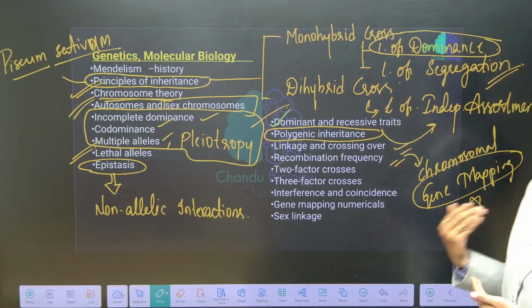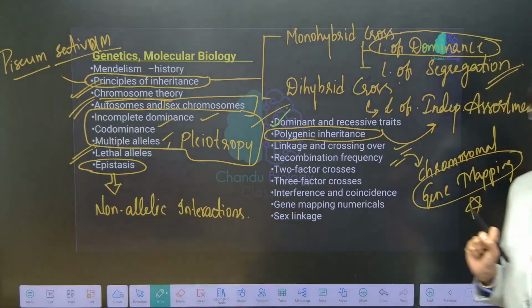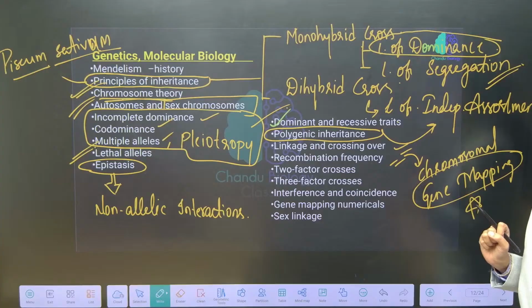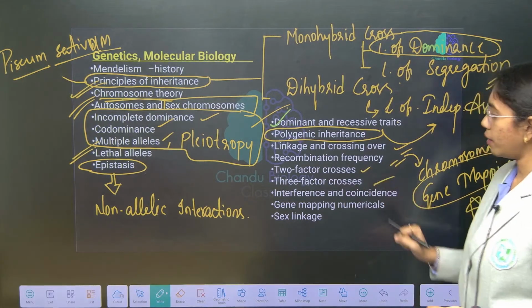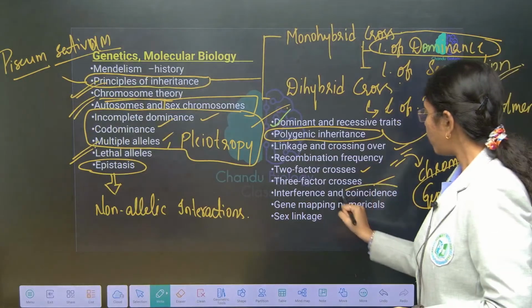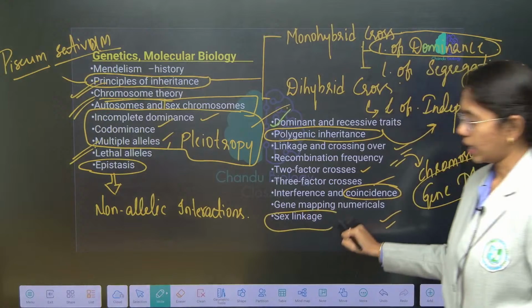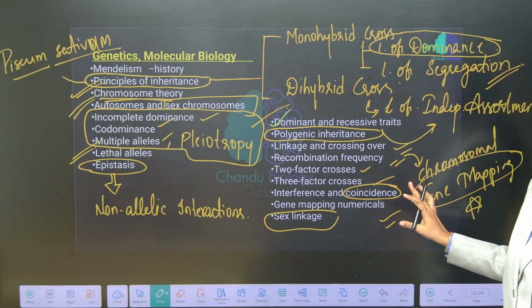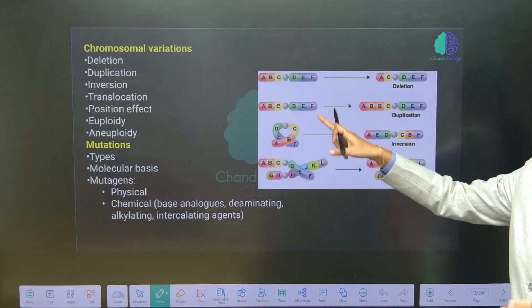They either give recombination frequencies or distance between genes, and they will ask us to identify the length or recombination frequency, okay, or percentage of linkage or distance between two genes, anything can be asked. Fine, right? Next, 2-factor crosses, 3-factor crosses, interference and coincidence, followed by gene mapping numericals and sex linkage. Okay, we cannot escape disorders at the end, that comes from mutation.